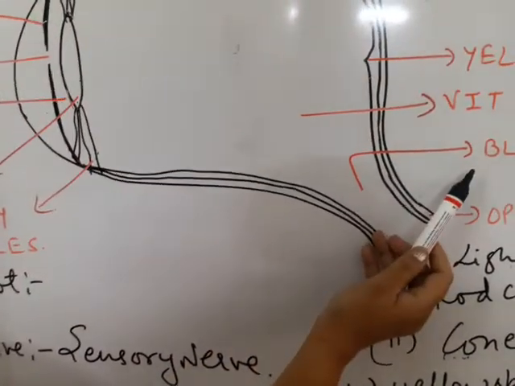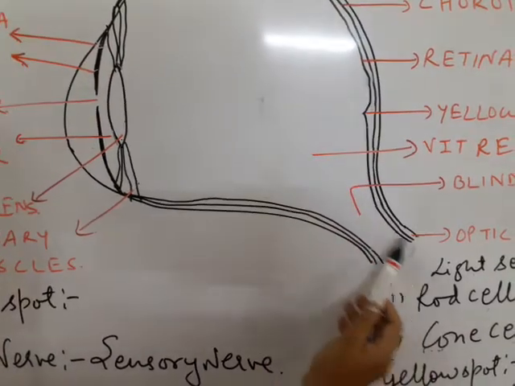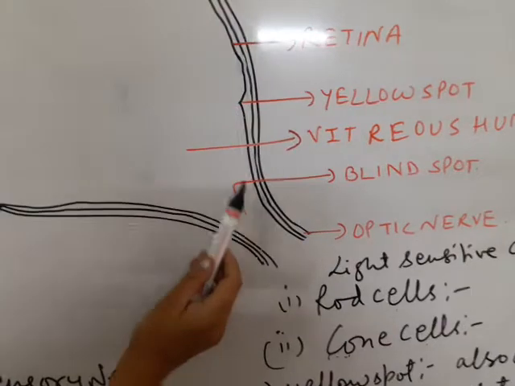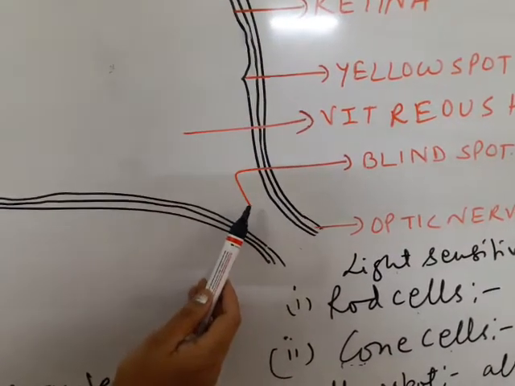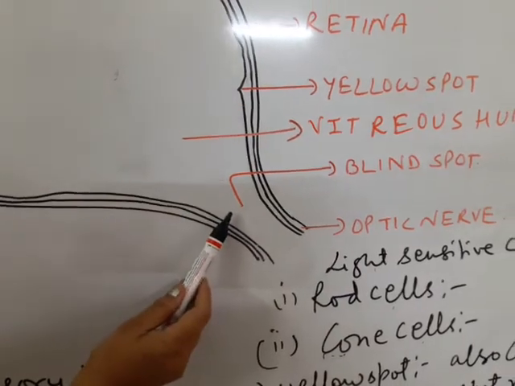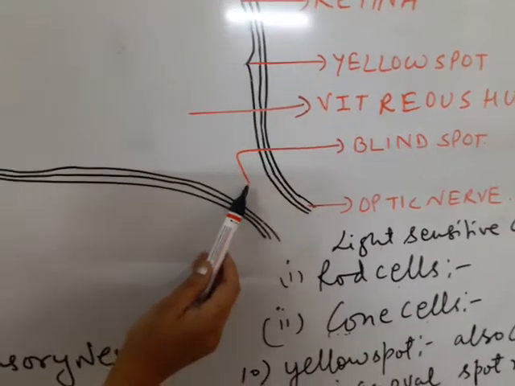Now look at the blind spot. It is the spot from where the optic nerve starts. It does not have rod cells and cone cells. So no image is formed here, and that is why this spot is called the blind spot.